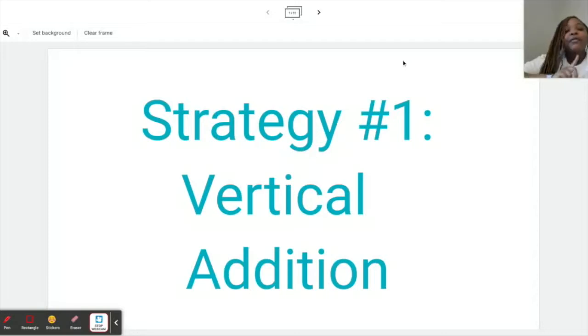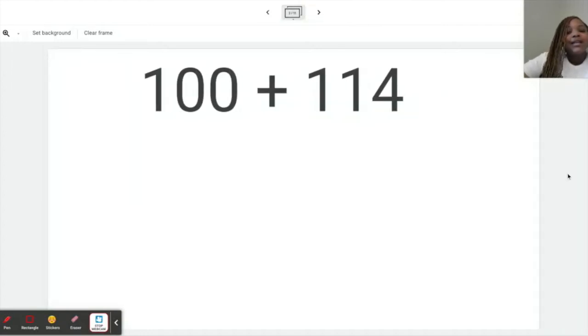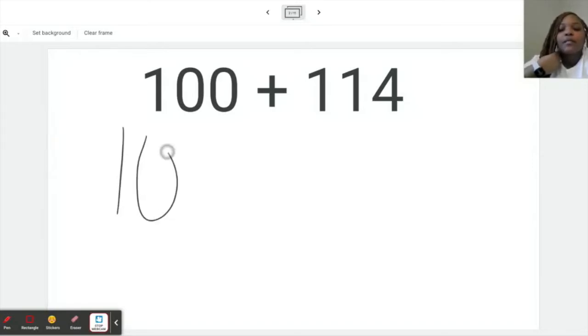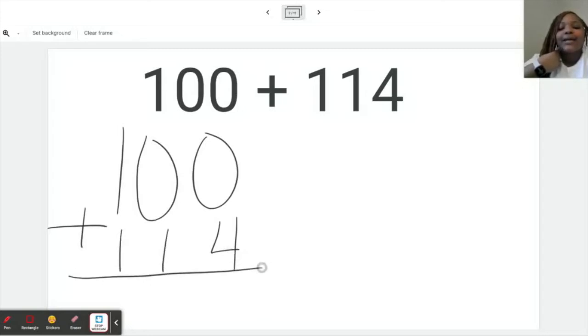So let's go ahead and look at our first addition problem. Our first problem is 100 plus 114. So the first thing I want you to do is go ahead and write that the vertical way. Right now we have it the horizontal way, but I want you to write that the vertical way. So let's go ahead. You're going to write 100 plus 114, just as so.